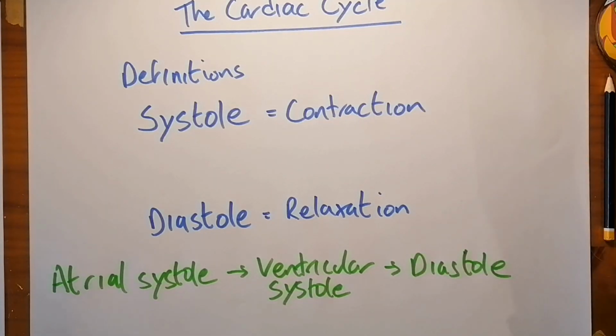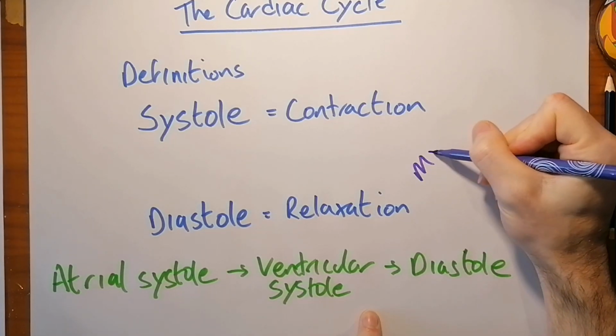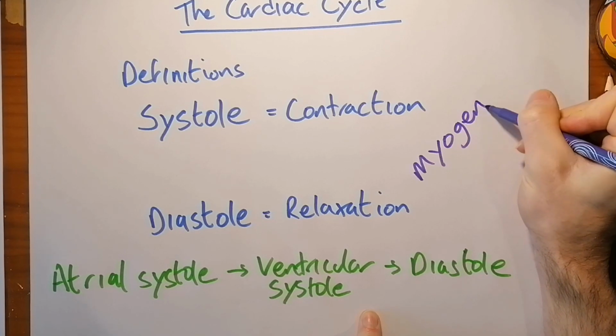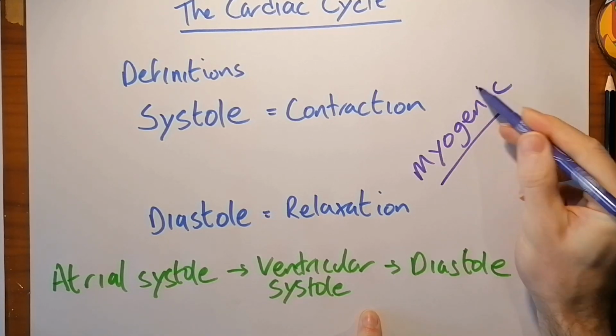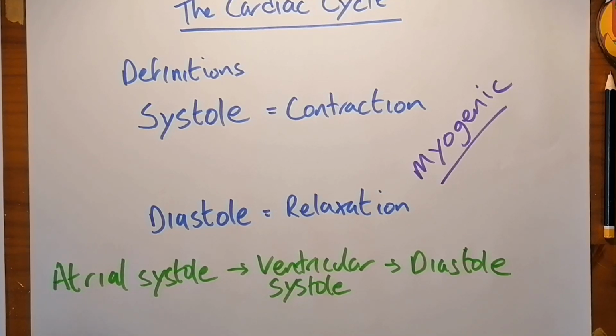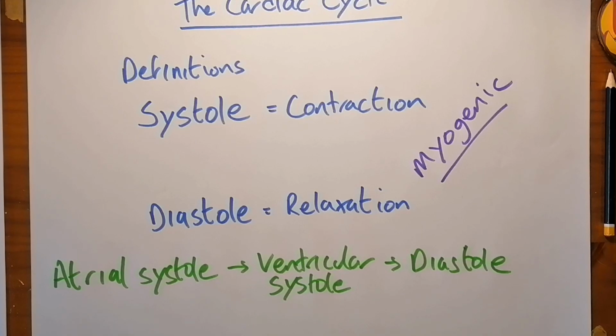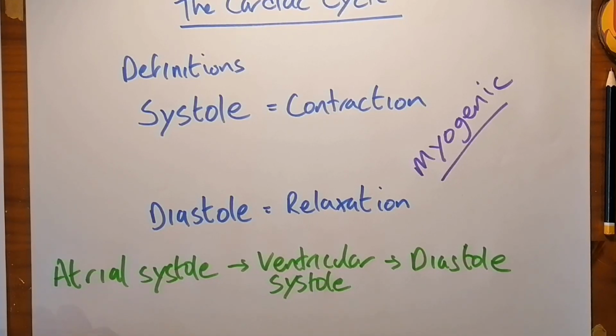One more word we're going to define is this one here. The heart is myogenic. And what myogenic means is that the signal for the heart to contract comes from within the heart itself. I'll say that again because it's important. The signal for the heart to contract comes from within the heart itself.